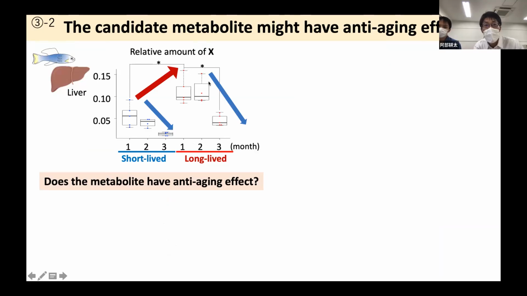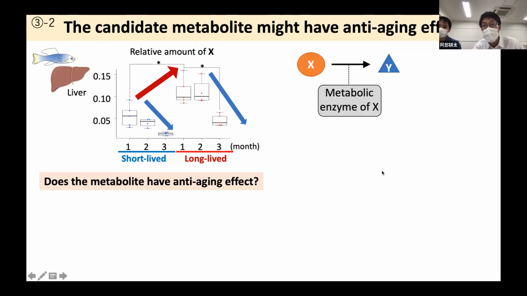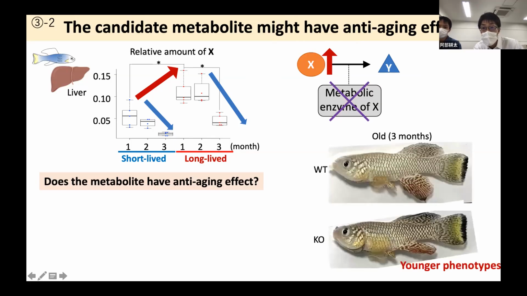Now, in order to increase the amount of this metabolite, we knocked out the enzyme that metabolizes this metabolite X. And we confirmed that by this knockout, the amount of metabolite X is increased. And interestingly, in the knockout, we are observing some younger phenotypes.